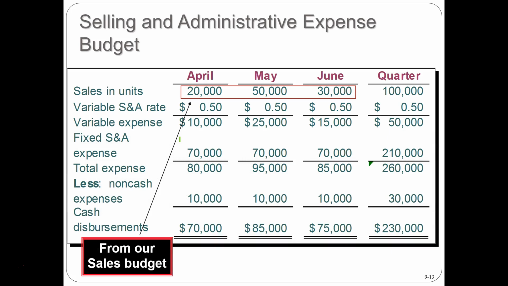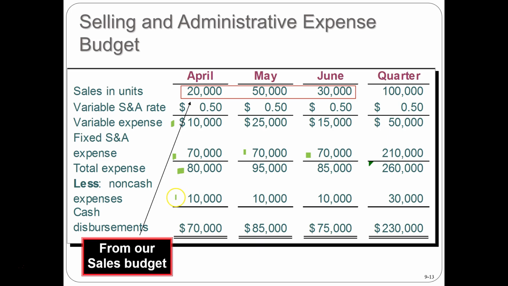So selling and admin are more the period costs. There's a variable and a fixed portion here. The variable portion, remember, will change with the level of production or sales. So the sales units will be 20. The variable portion said it was 50 cents per unit. Therefore, we get the 10,000 variable portion. The fixed portion won't change. It's the same all the way through. If we add those three up, it comes out to 210. If we add up the 70 and the 10, we come out to 80 for the month of April.